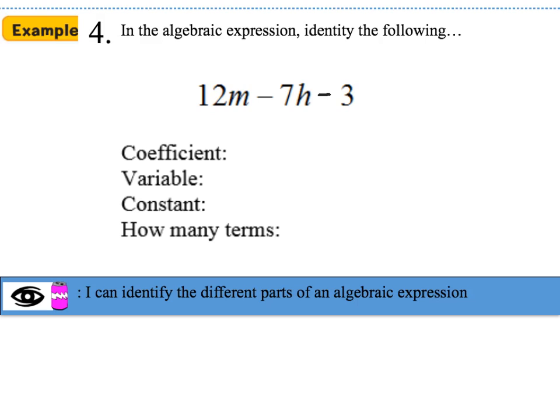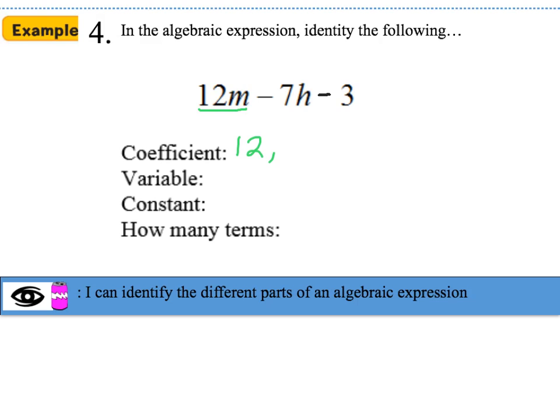So let's take a look at our first part of this, which is the coefficient. A coefficient is the number that is being multiplied by the variable. So here in our first term we've got 12m. And 12 is the number in front of the variable, and it's being multiplied by m. So 12 is my first coefficient. Let's take a look at our second one.